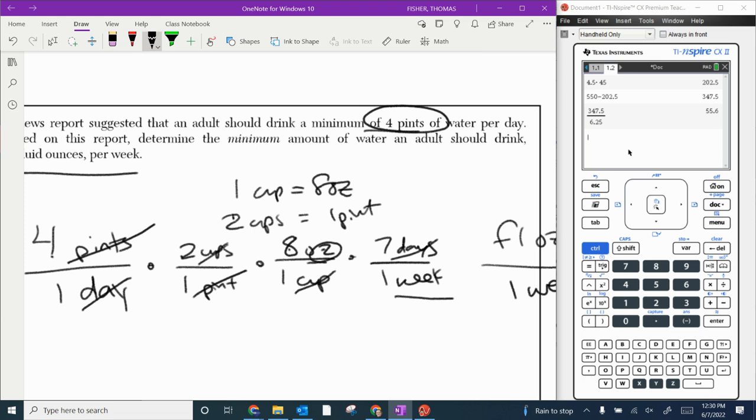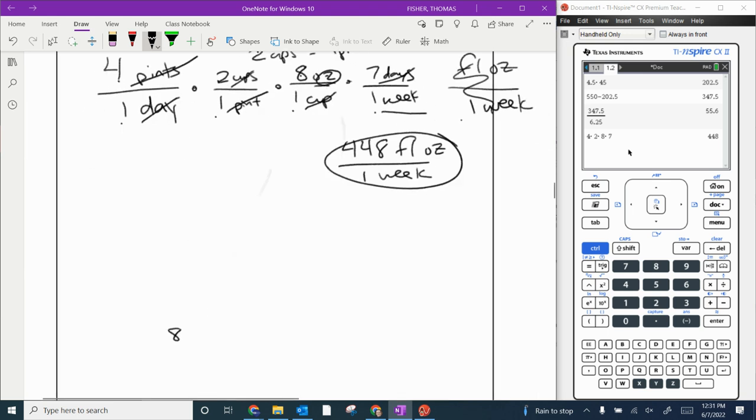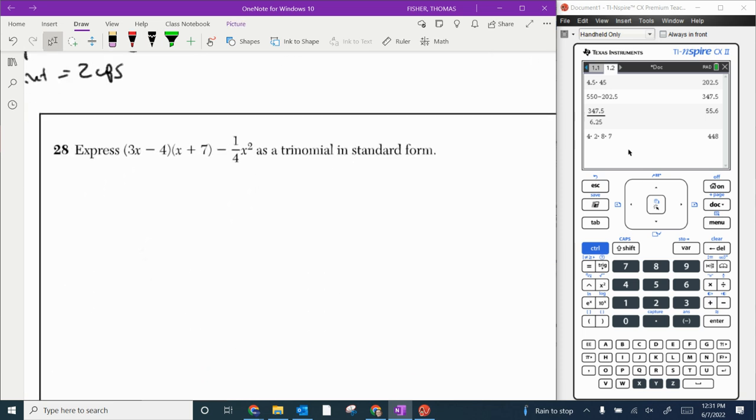So 4 times 2 times 8 times 7. Just multiply those. Then we get 448 fluid ounces. And all the ones, 1 times 1 times 1 times 1, times that one there, is just 1 week. So that's how many fluid ounces in 1 week, and that's how we use dimensional analysis to answer that question. And I'm sorry for the difficulty there trying to copy and paste. I don't know what happened.